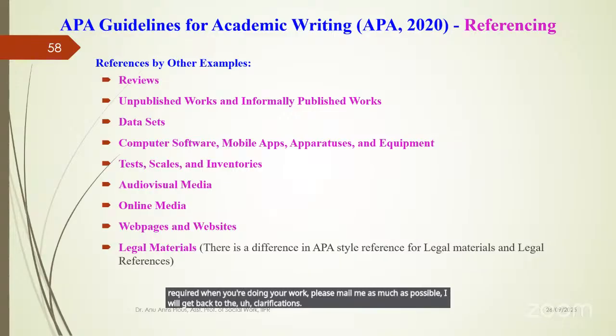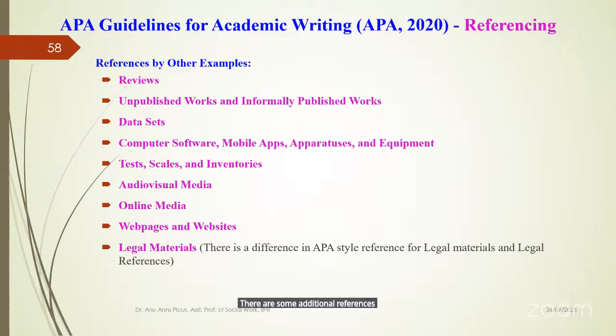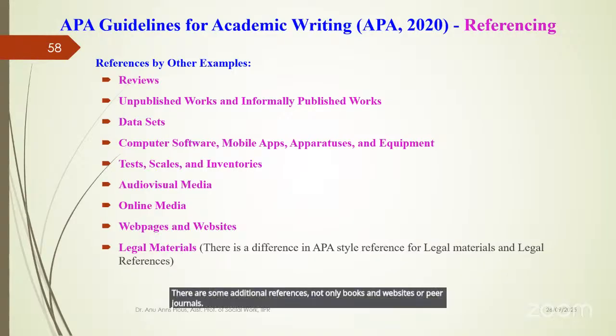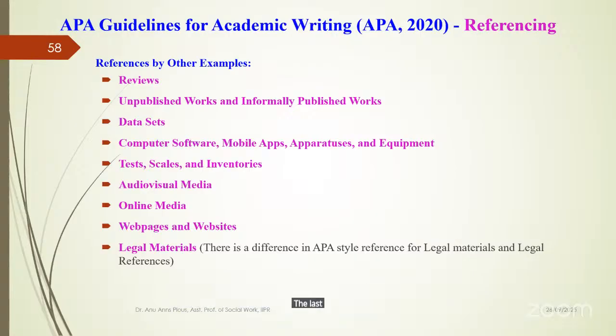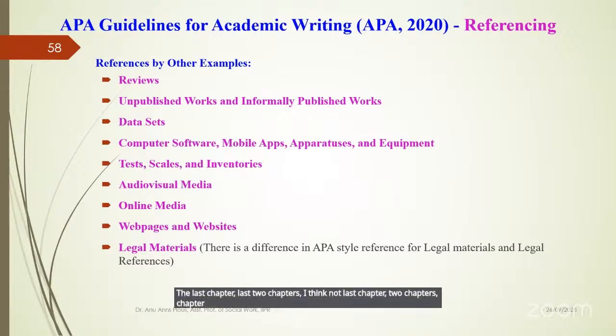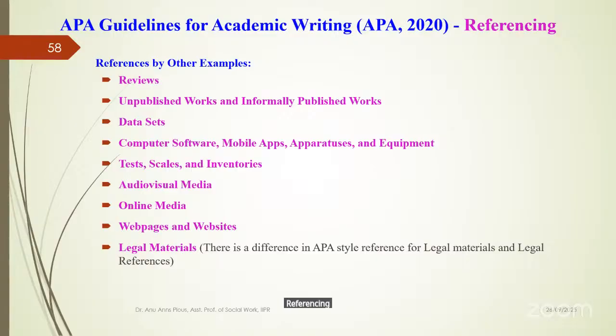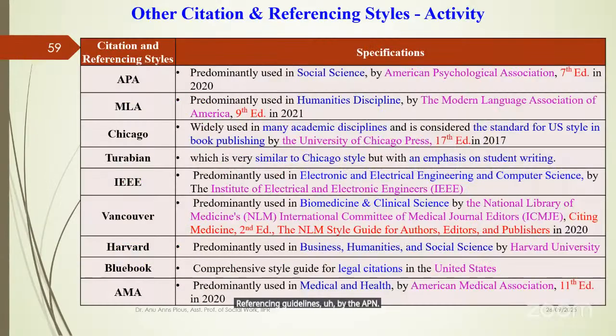And there are some additional references, not only books, websites or peer-reviewed journals. There will be reviews, unpublished work, data sets, published web pages, websites, online media, and legal materials. All those things have separate rules. Chapters 10 and 11 exclusively discuss the referencing guidelines by the APA, and I have mentioned that.